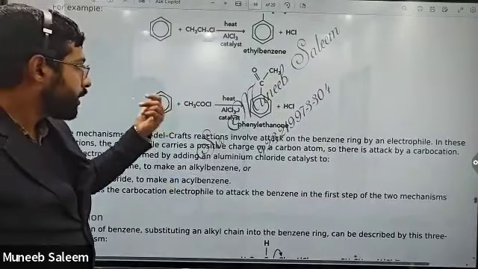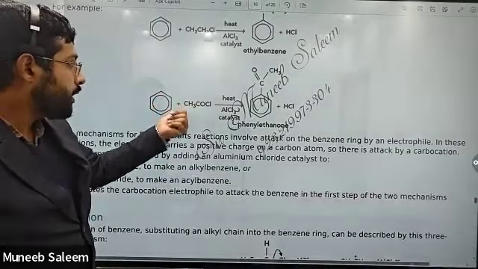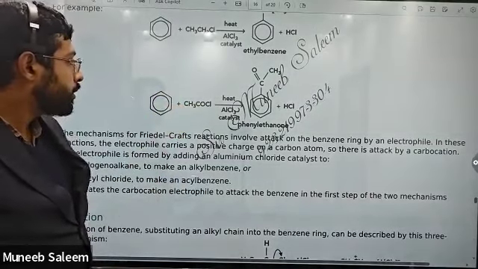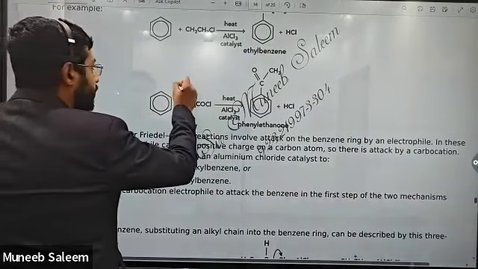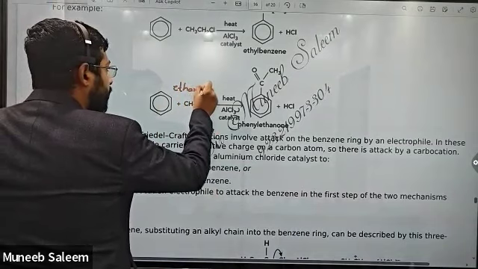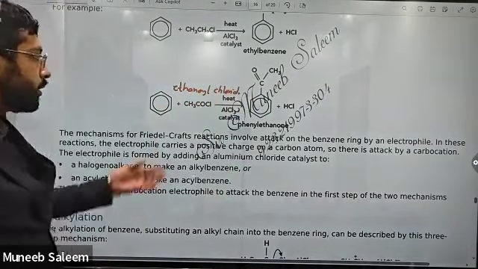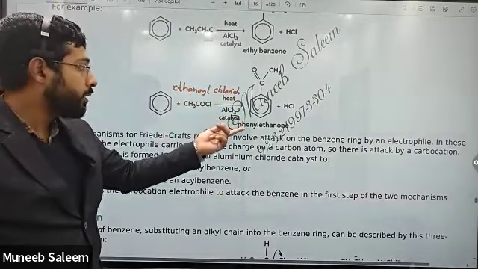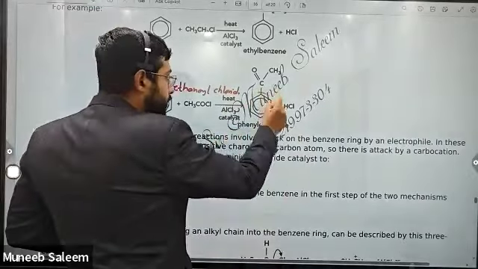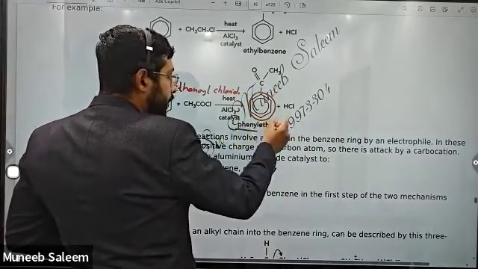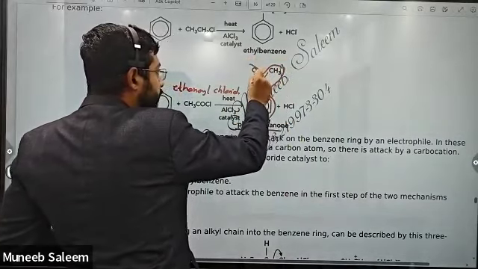Or we can also connect the acyl part on the benzene ring, but here we need the acyl chloride. In this case, it is ethanoyl chloride. Now this is reacted with the benzene, and we get phenylethanone. Why is it phenylethanone? We have this phenyl part over here, and then we have the ethanone part over here, two carbon atoms along with the presence of the carbonyl group.